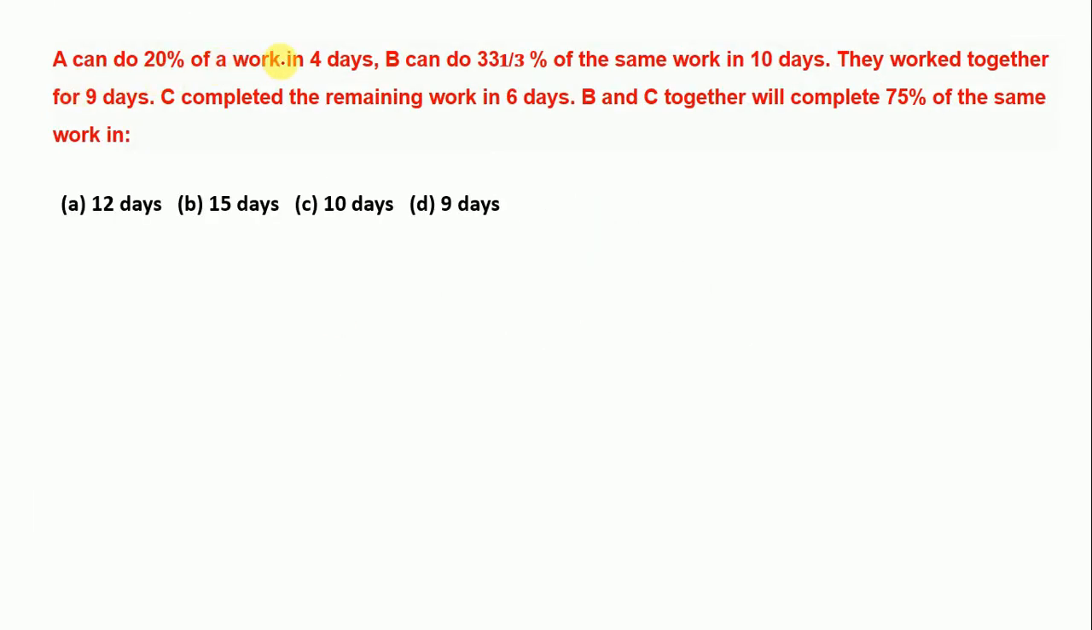A can do 20% of a work in 4 days. B can do 33 1/3% of the same work in 10 days. They work together for 9 days. C completed the remaining work in 6 days. B and C together will complete 75% of the same work in how many days? A can do 20% of a work in 4 days, so 1 day's work will be 5%. Now let us convert it into a fraction instead of a percentage, and it will come out as 1/20.